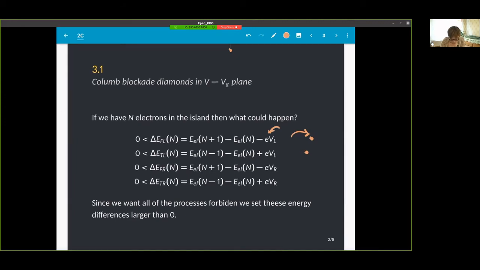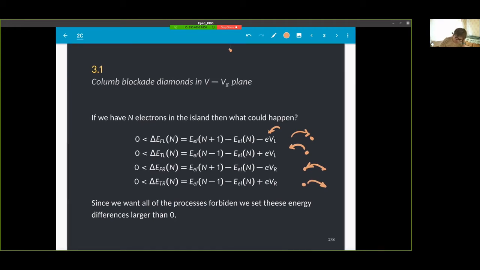electron which should hop from the island to the left. We also don't want to have this process, and in such case we would get some help of the quantity of EV left, and the same applies for the hop to the right. FR means from the right, so it's an opposite arrow, sorry. And this means it's a hop to the right. So that's what the inequality says.